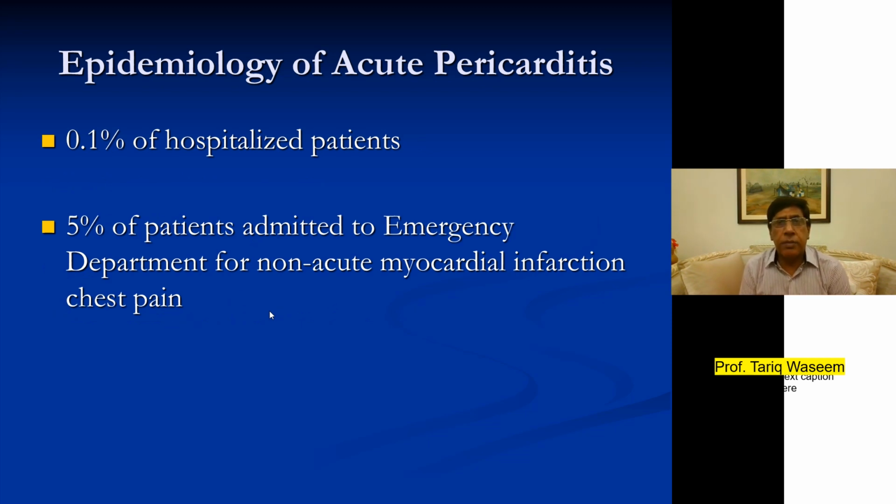As we described, this gentleman, a 15-year-old boy, presented with acute pericarditis. So how common is it? About 0.1% of hospitalized patients have acute pericarditis, which means one in 1,000 patients would be admitted because of this. Now, if you look at emergency admissions, 5% of patients admitted to the emergency department for non-myocardial infarction chest pain may have pericarditis or pericardial disease as the cause.